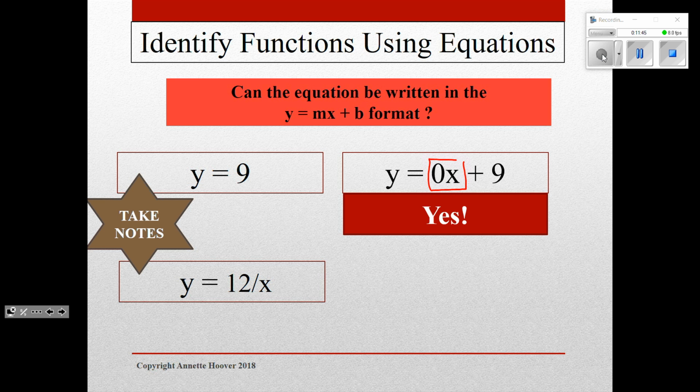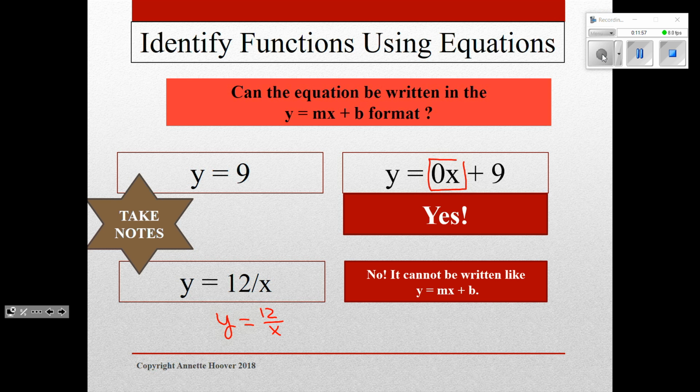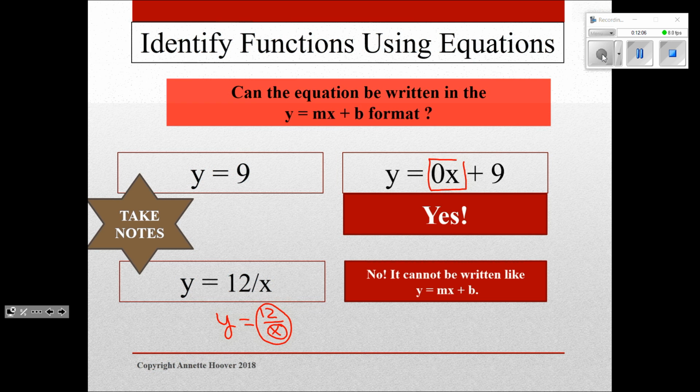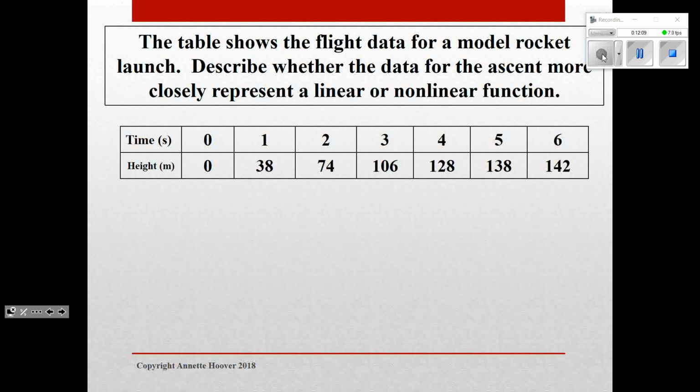Now we have y equals 12 divided by x. So again, that would look like this. Would that graph as a linear function? It would not. You cannot have the x term in the denominator. It would have to be in the numerator, not the denominator. That does not work. So that would not graph as a linear function.